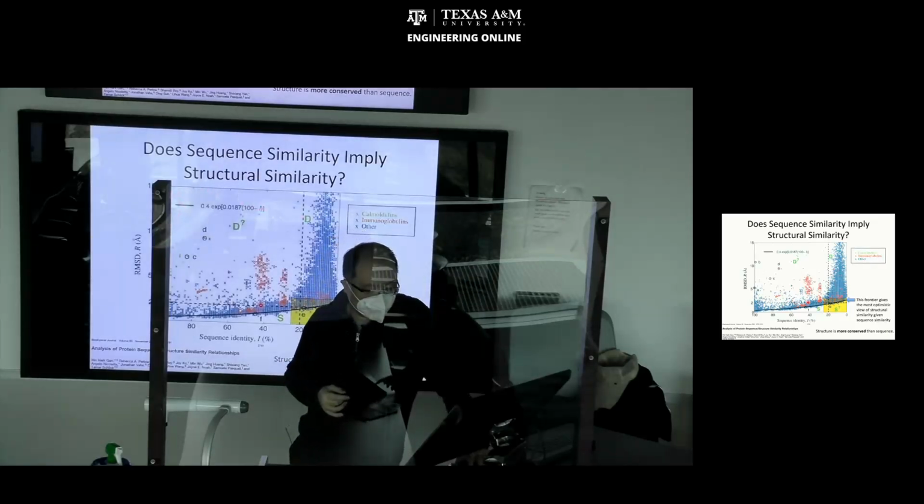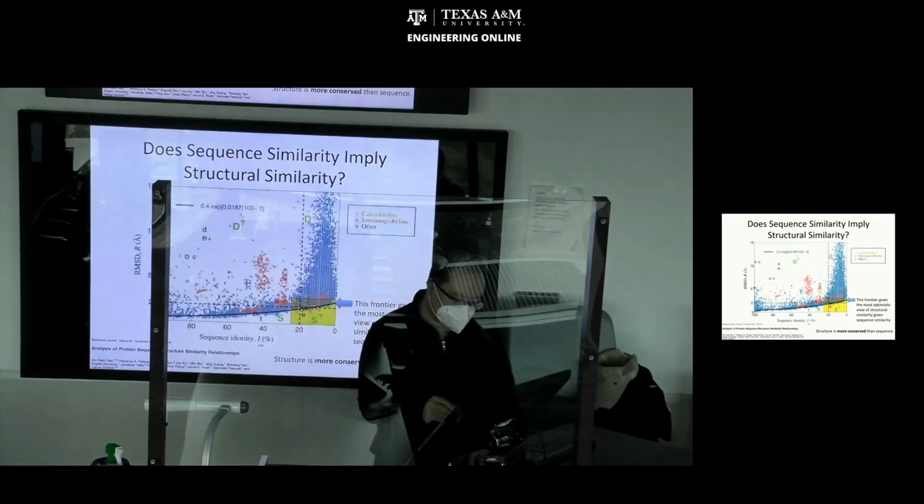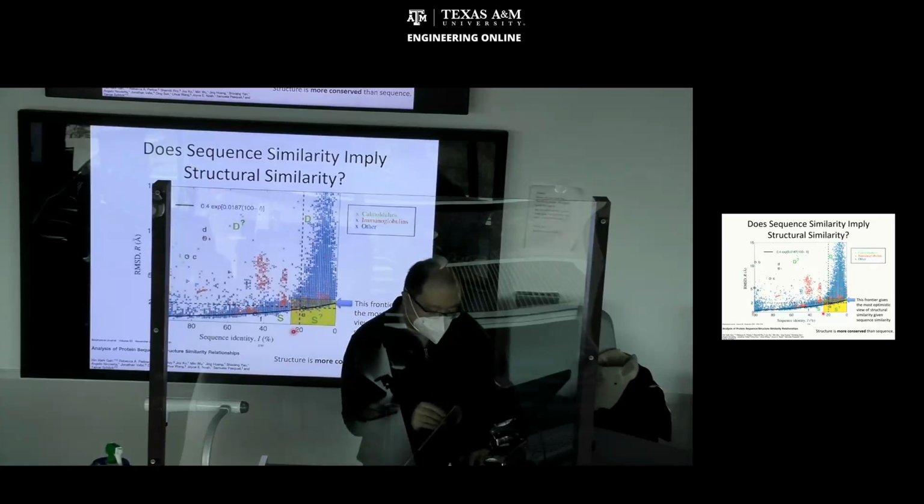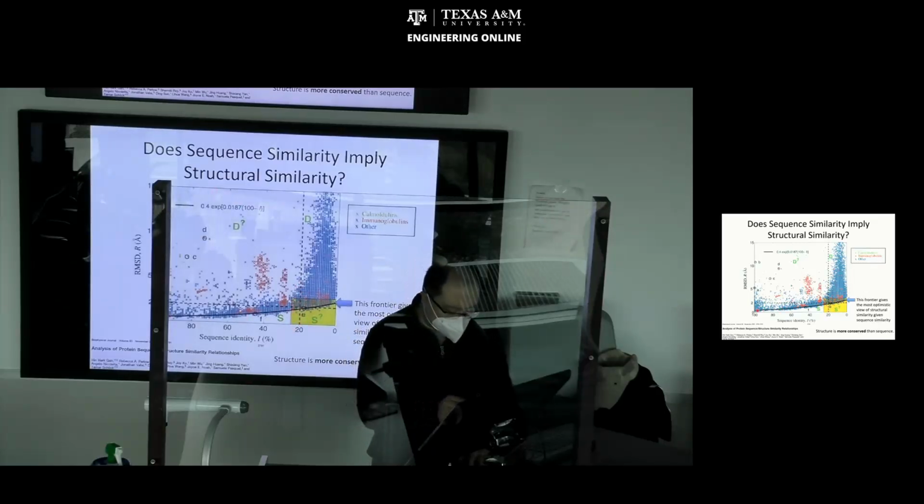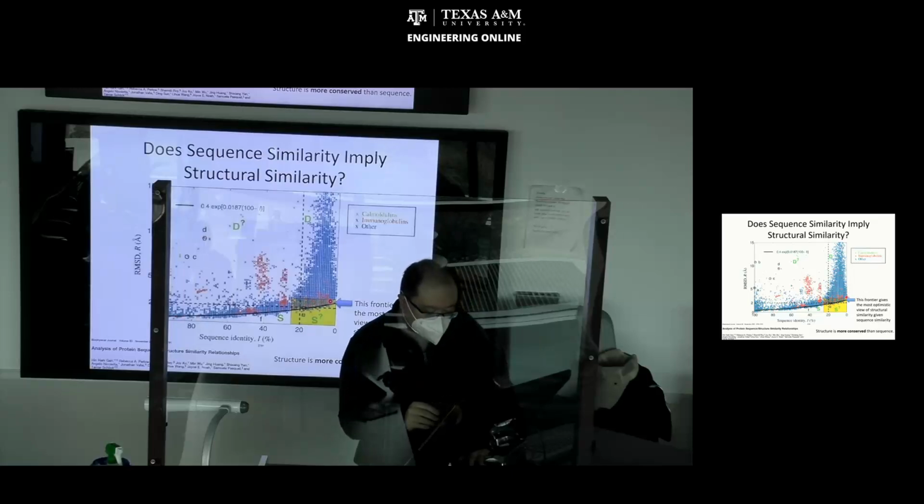Okay? But this kind of narrow band is completely changed when your sequence identity is below 20 or 25%. You still have the frontier going along this direction, showing that less similar sequences result in less similar structures.